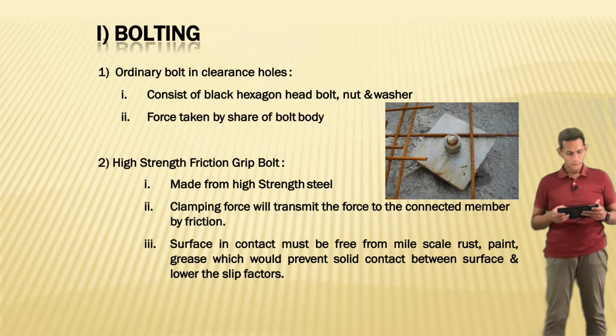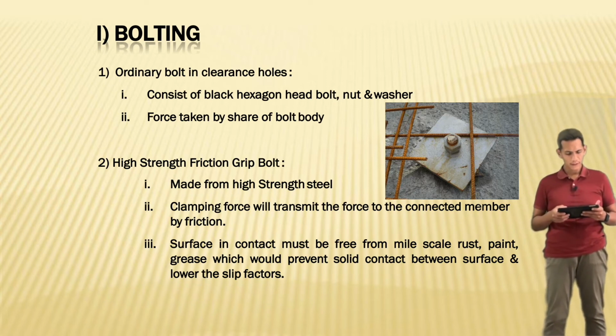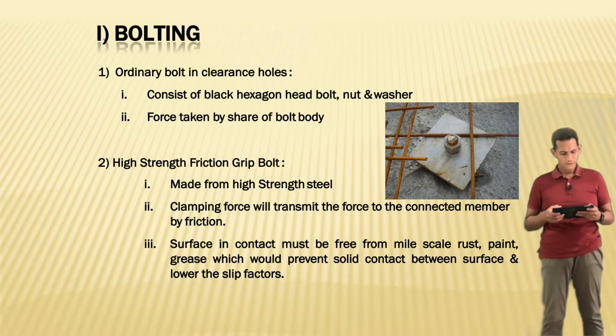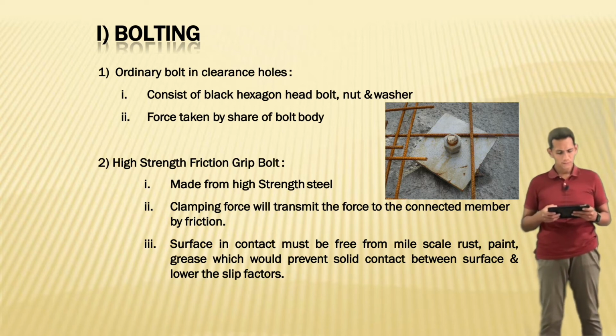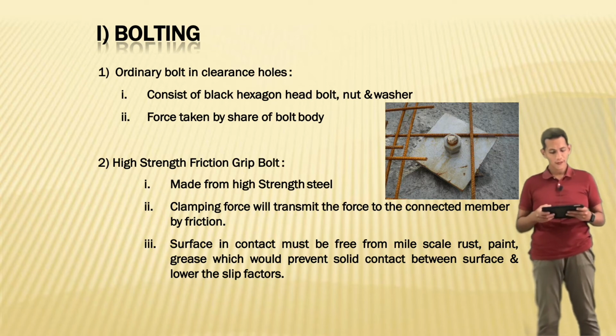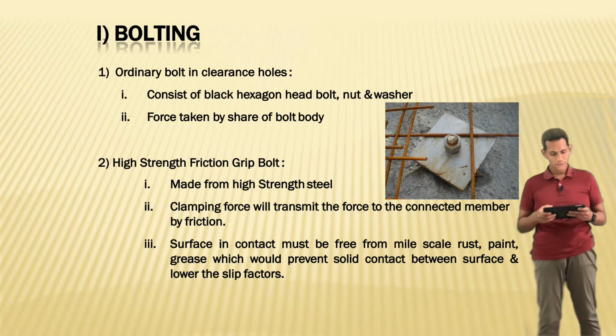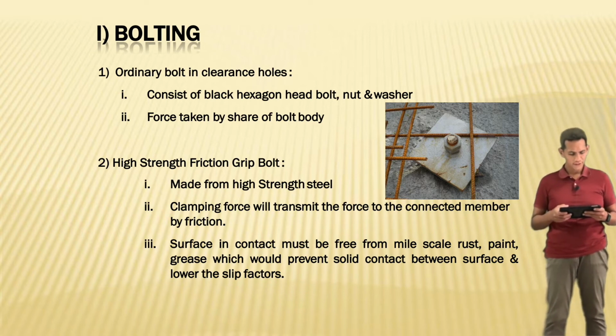Bolting. An ordinary bolt in a clearance hole consists of a black hexagon head bolt, nut and washer. Force is taken by shear of the bolt body. High strength friction grip bolt is made from high strength steel. Clamping force will transmit the force to the connected member by friction.